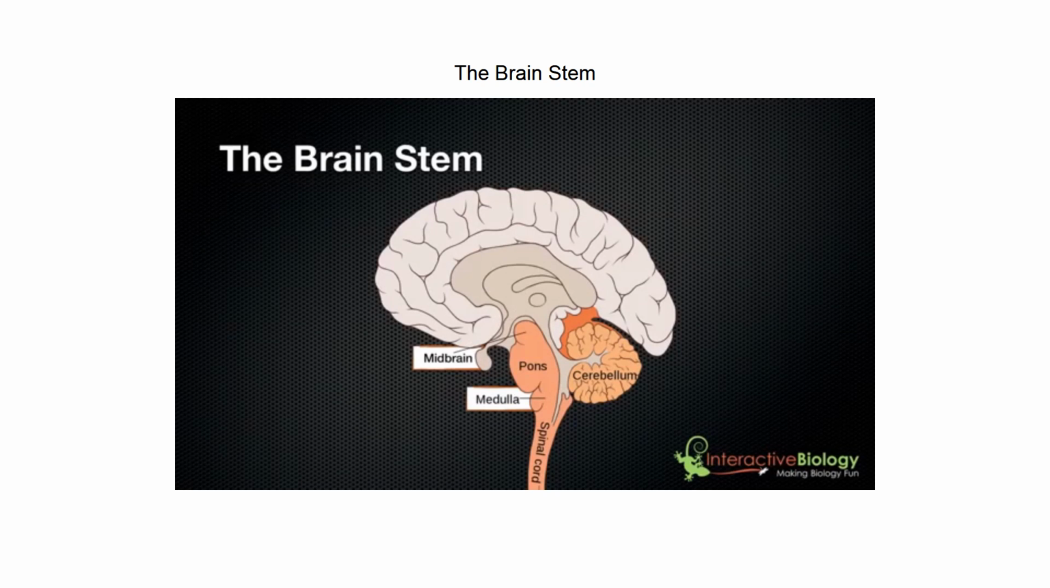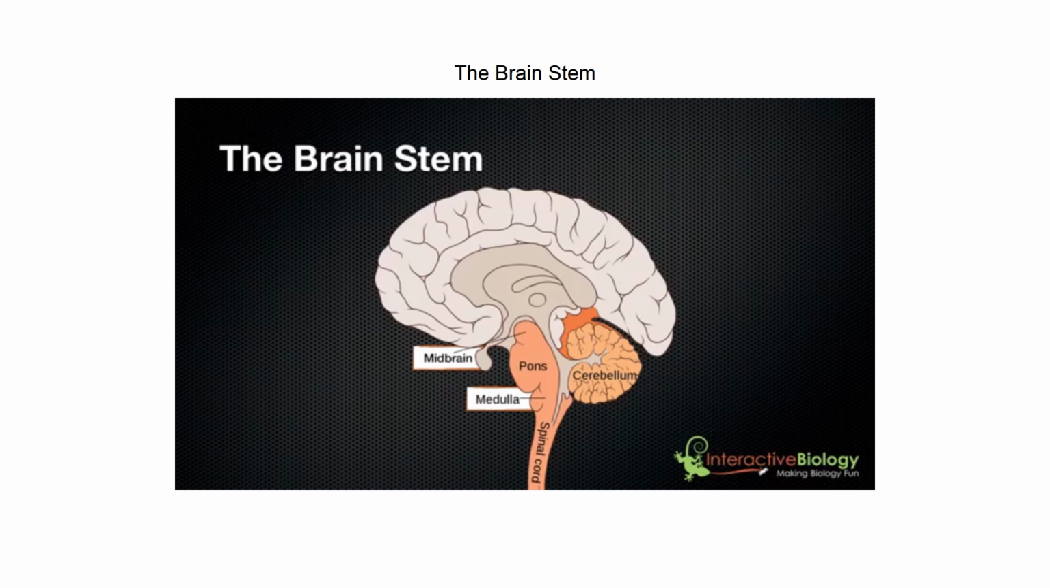Now, here we're looking at the human brain, and here we'll see we have the spinal cord, and the spinal cord enters the skull, and where it enters the cranium, the skull, it then becomes brain. And the first part of the brain that we enter is called the brain stem. And the three parts of the brain stem are the medulla, which is this section here, and then we have the pons, and we have the midbrain. So the medulla, pons, and the midbrain, those are the three parts of the brain stem.